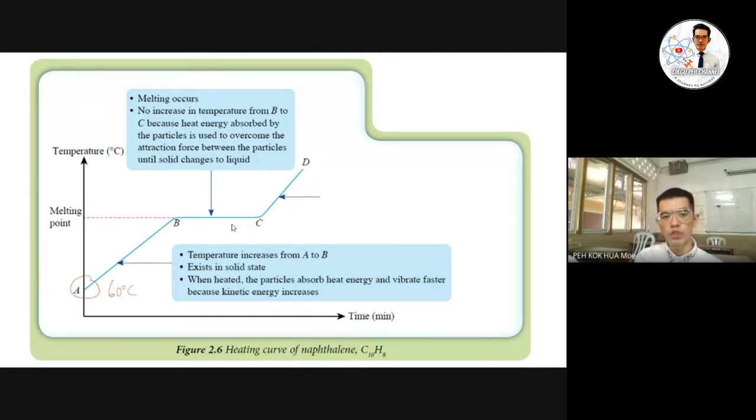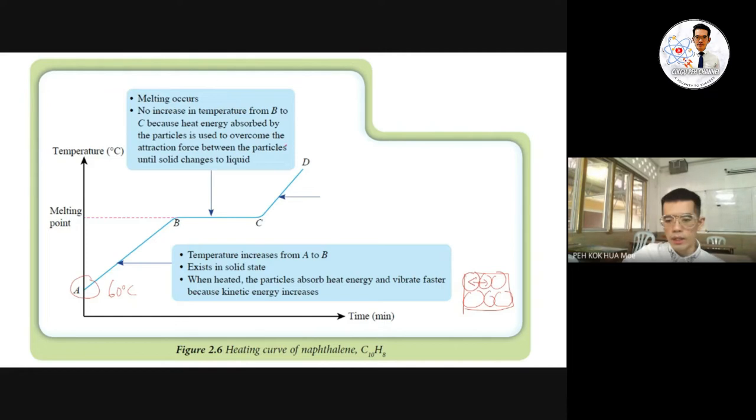Okay, so as mentioned just now, the solid particles at the line from A to B will be compact and close together, because they have low energy content and are not able to overcome the attraction force. But at B and C, the energy gain is used to overcome the force of attraction between the particles. So that's why the temperature is still maintained, because the kinetic energy at B to C remains the same. The heat provided here is used to overcome the force of attraction between the particles.